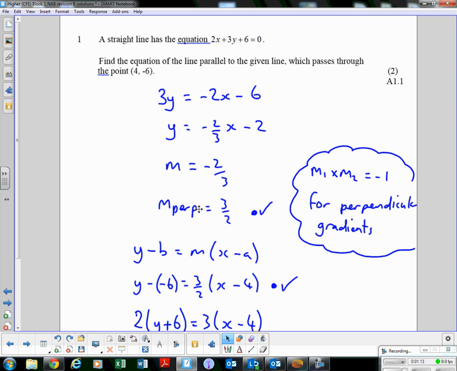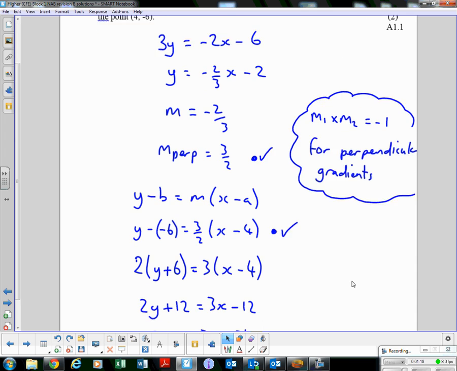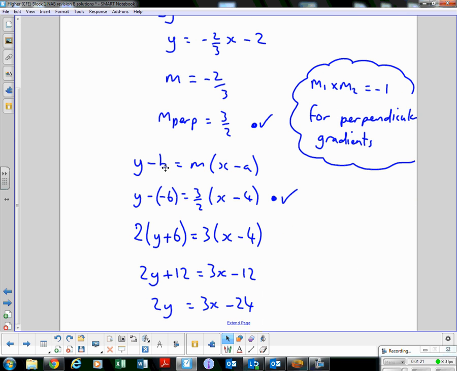So the gradient of the perpendicular line will be 3/2. Again, we have the point here, (4, -6). So we just substitute into y minus b equals m bracket x minus a. So the mark is given for this line. There is absolutely no harm at all in expanding this and making it into a suitable form. You will need to do it in the final exam because there will be some sort of simultaneous equation question related to a straight line, no doubt. So multiply absolutely everything by 2, so we get 2 bracket y plus 6 equals 3 bracket x minus 4. Multiply out the brackets, and put the terms onto the right hand side.